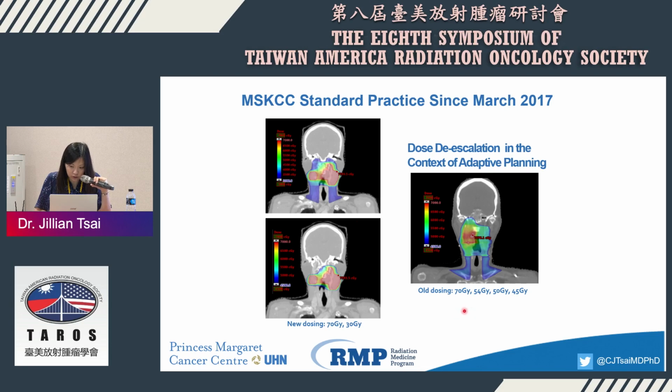So in the traditional sense, 70 gray, you have 70 and 54, and then 50, 45, you have all these dose levels in the traditional IMRT plan. With the new dose, 70 gray and 30 gray, you're really sparing the low dose to the lower neck especially. So I think for those patients, the larynx and swallowing function is better because you have less dose from the bilateral neck contributing to the central larynx and esophagus.